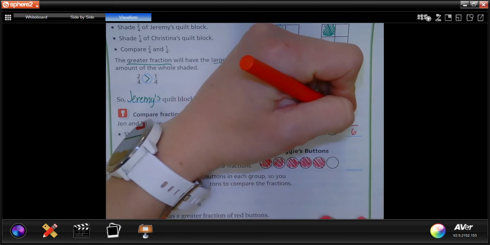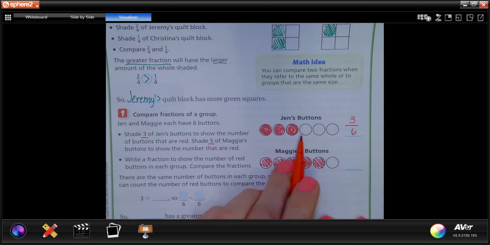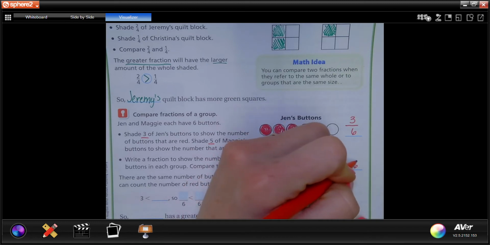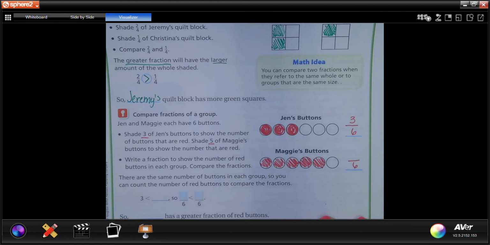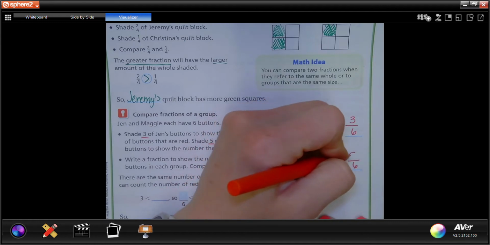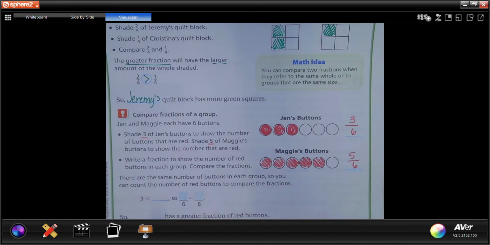So 3 is our numerator, and 6, our total, is our denominator. Maggie also has a total of 6, so our total number is on the bottom. The amount we have shaded is on the top. That's our numerator, 5/6. There are the same number of buttons in each group, 6 in Jen's group and 6 in Maggie's group. So you can count the number of red buttons to compare the fractions.